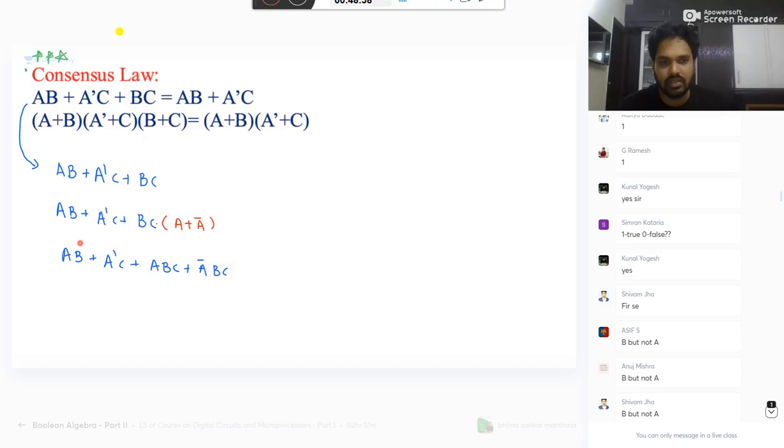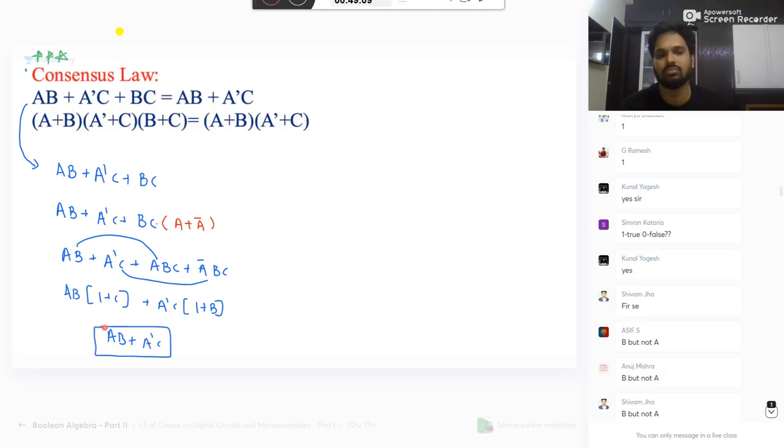Now see here, in these two, who is common? Yes, AB into 1 plus C. 1 plus anything happily neglect. Similarly, in these two, who are common? A bar C into 1 plus B. So 1 plus anything is 1, neglected. What is the answer? AB plus A bar C. It is proved. If you have AB plus A bar C plus BC, it is equal to AB plus A bar C.